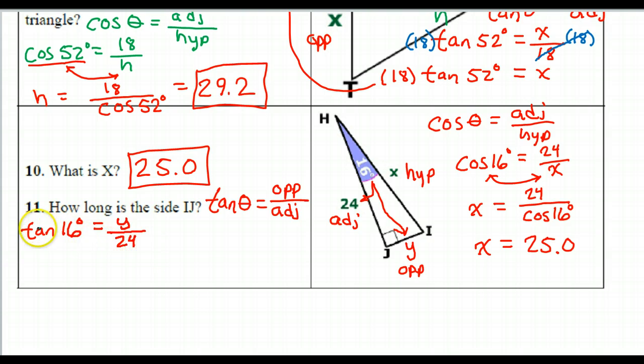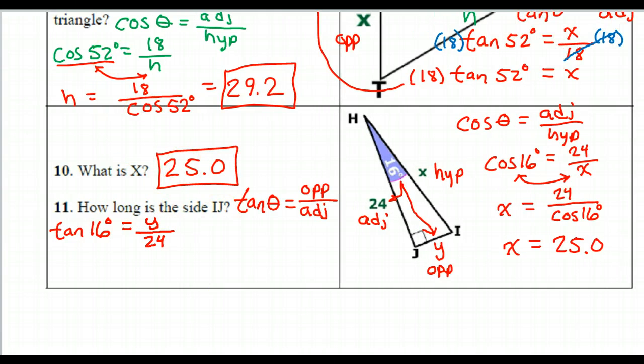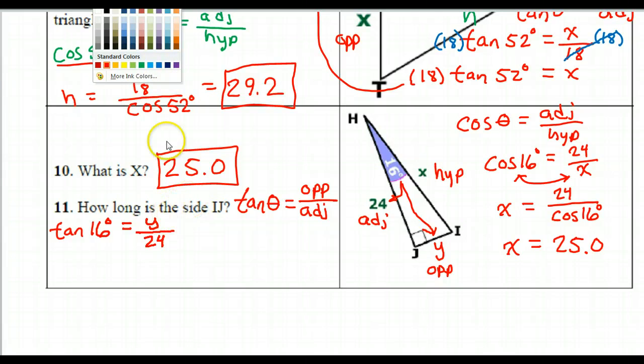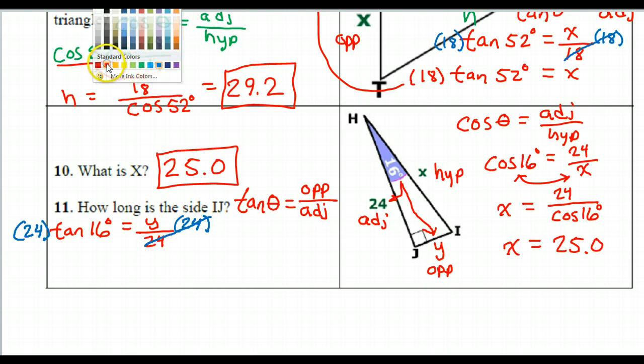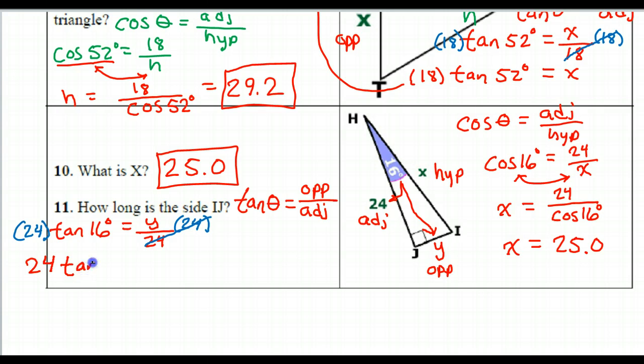Do I need to do any swapping here? No. That would just put the 24 over here and the tangent 16 down here. I wouldn't be any closer to getting y by itself. Instead, what am I going to do? Hopefully you said, let's multiply both sides by 24. If I multiply by 24, those are going to cancel each other out. So that is going to give me 24 tangent 16 is equal to y.